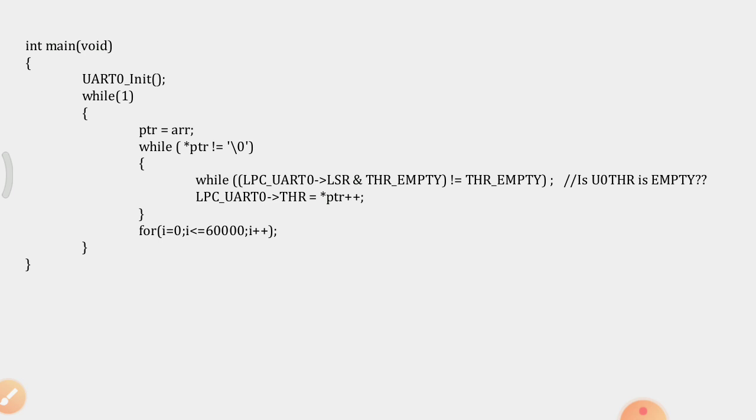So this LSR and THR_empty. See, THR_empty is already having a data 20H, where bit 5 is equal to 1. LSR is where we are monitoring whether the data is transferring or the register is empty to transmit next data, so that both will get ANDed here, LSR and THR empty. That is a single bit, it's a bit operation. This also we have seen in the basic video.